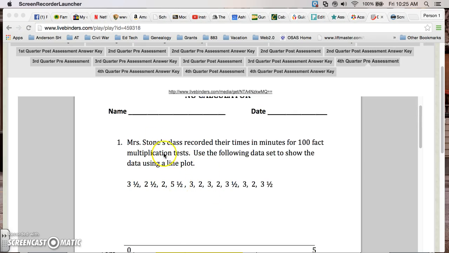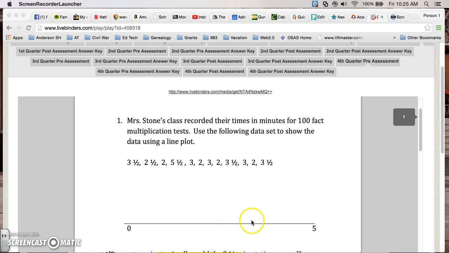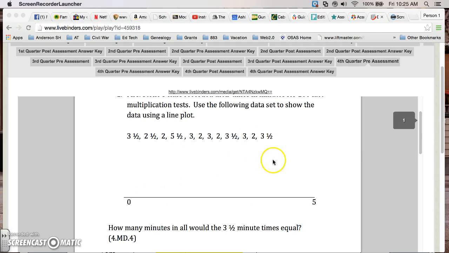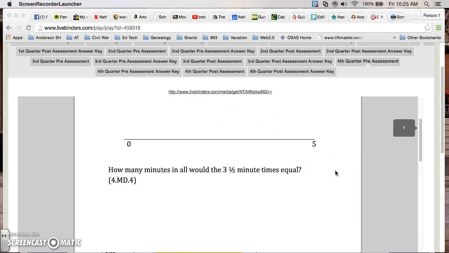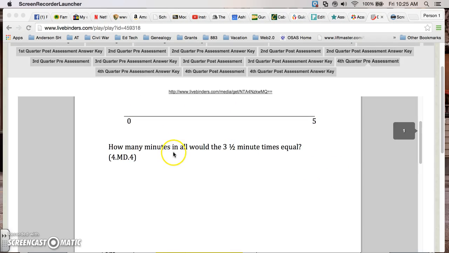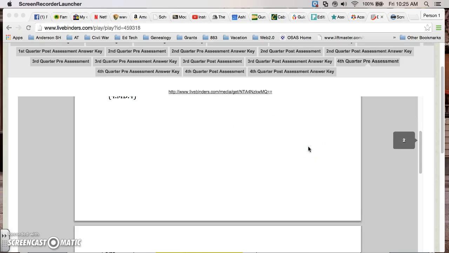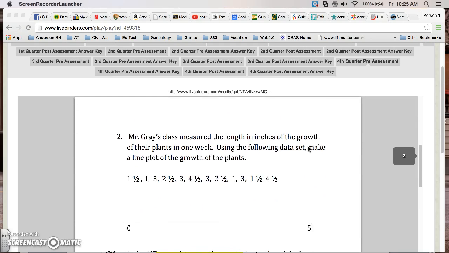So Mrs. Stone's class recorded their times in minutes for 100 fact multiplication tests. Use the following data set to show the data using a line plot. So basically they plotted it out here, right? And then it asks a debriefing question about interpreting the data. How many minutes in all would 3.5 minute times equal? All right, so then I go on to the next one.